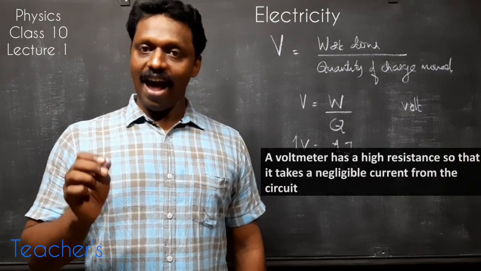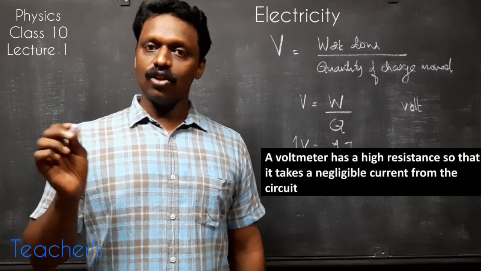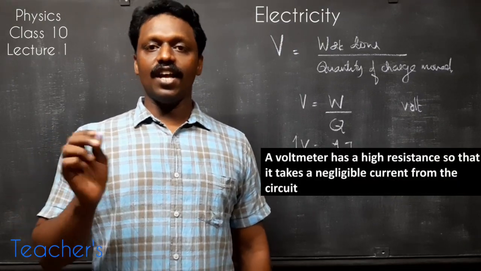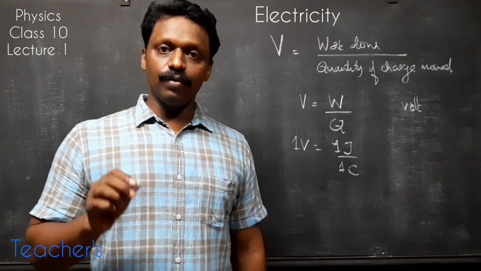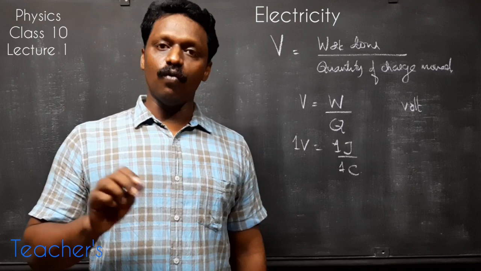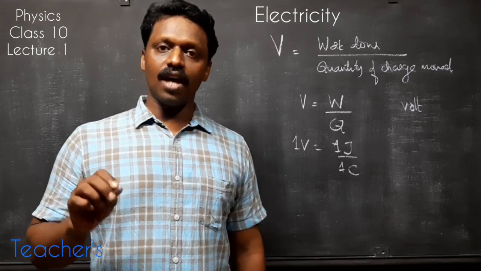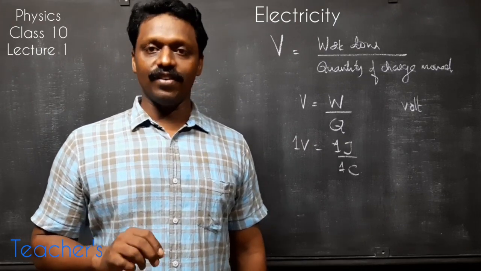A voltmeter has a high resistance so that it takes a negligible current from the circuit. The term volt gives rise to the word voltage. Voltage is the other name for potential difference.